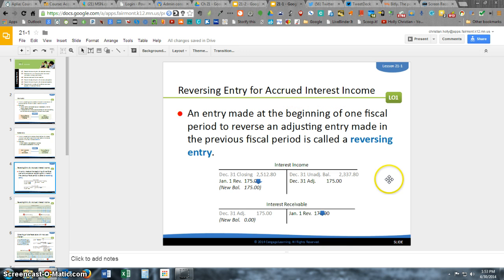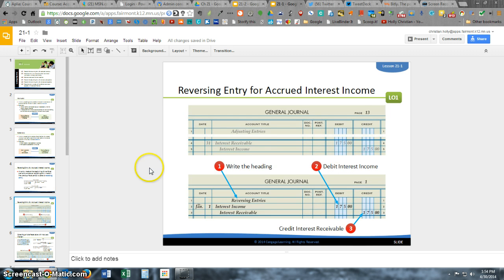It's an entry made at the beginning of a fiscal period, usually right away on January 1st, and it reverses an adjusting entry from December 31st. And it is exactly what it sounds like. It literally reverses the adjusting entry. You literally flip it around. So in this example, our adjusting entry, interest receivable was a debit, interest income was a credit. So what we're saying with this entry is we earned $175 in interest, but we haven't gotten it yet, so it's an interest receivable.